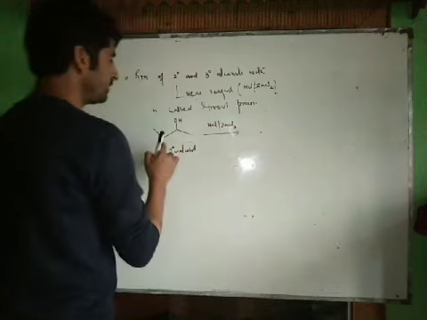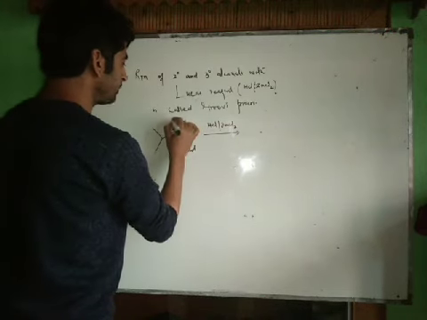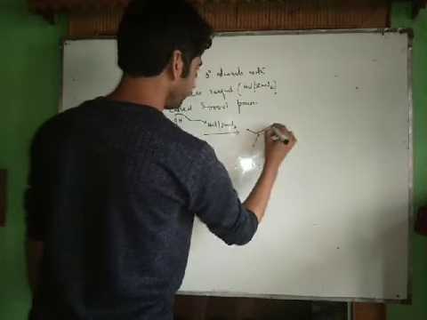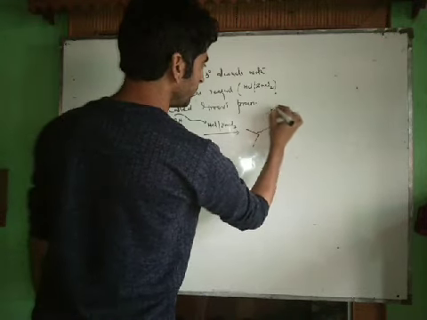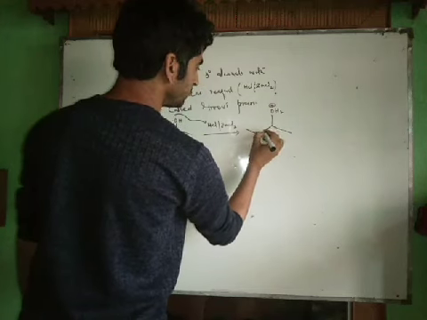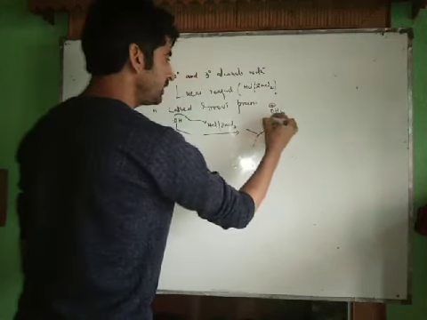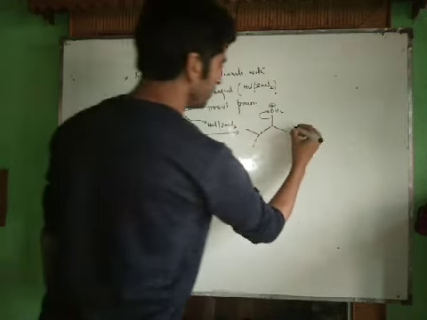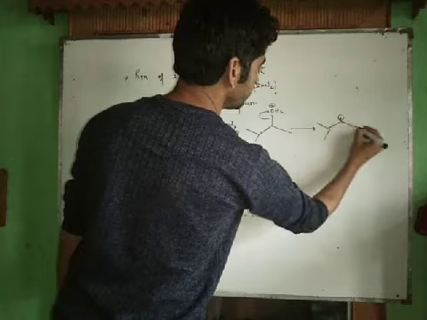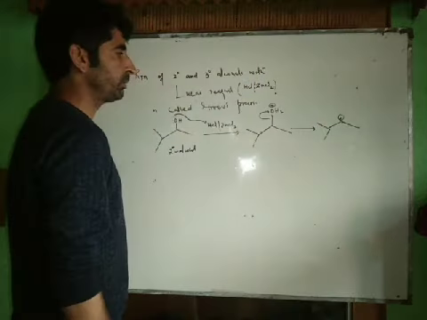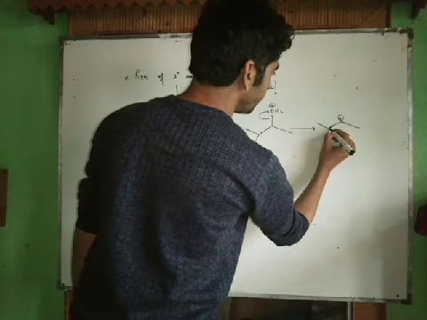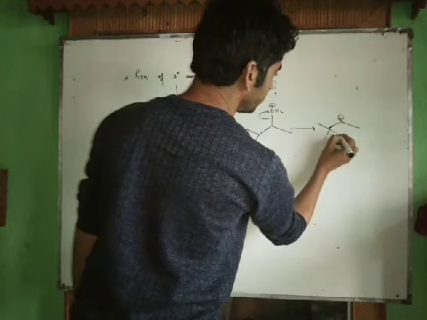Now what happens in the first step? In the first step, this oxygen attacks this hydrogen and forms OH2 plus. And in the second step, this leaving group leaves and a carbocation is formed as an intermediate. This is a secondary carbocation. Now see, is there a possibility of rearrangement? Yes, there is. We have hydrogen over here.